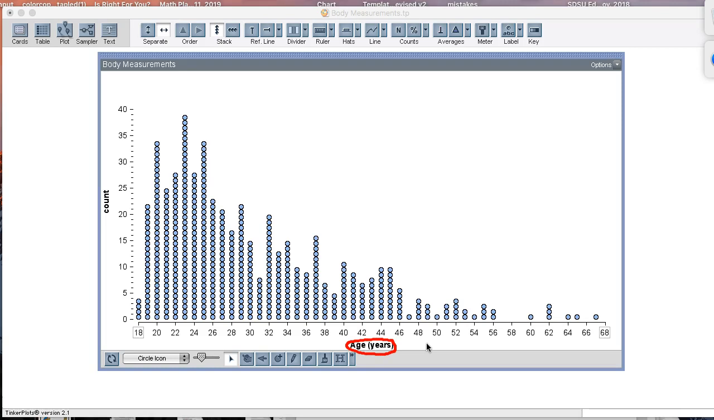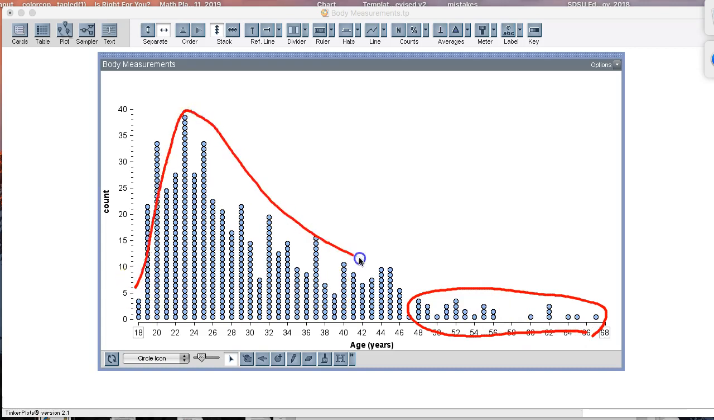We can see that the ages are not symmetrically distributed. When we move to the right into the older ages, there are fewer adults who are older. In other words, the distribution tapers off to the right. It is right skewed.